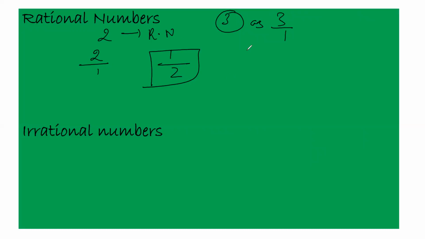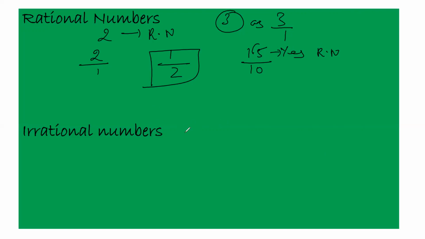If I'm saying 1.5, is it a rational number? Yes, it is a rational number, because we can write 1.5, just remove the point, as 15 upon 10. So 15 upon 10 is a rational number, because it is in the form of P by Q, and Q is not equal to 0 here, right?